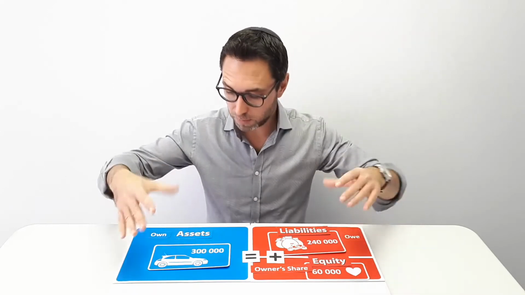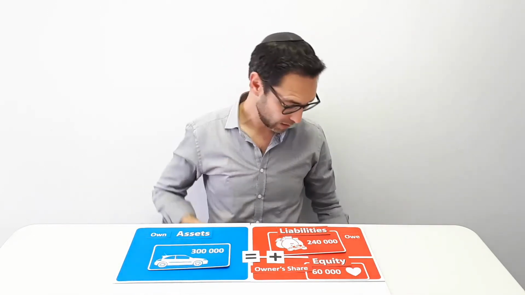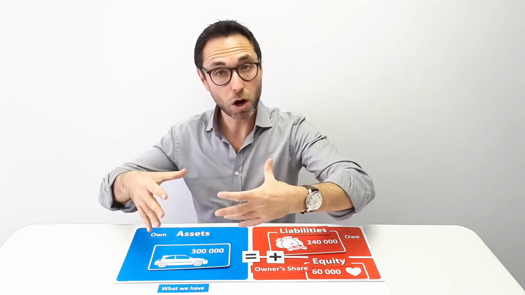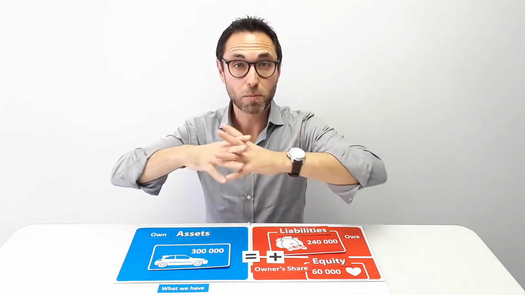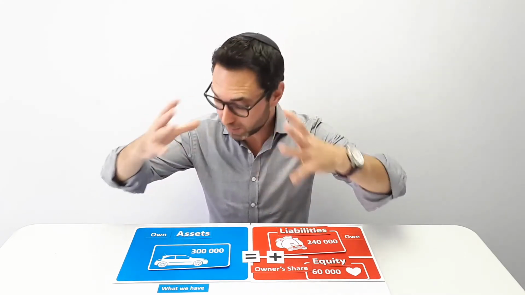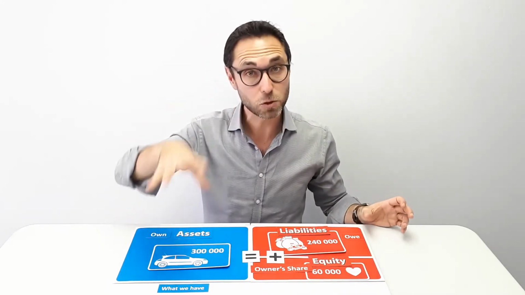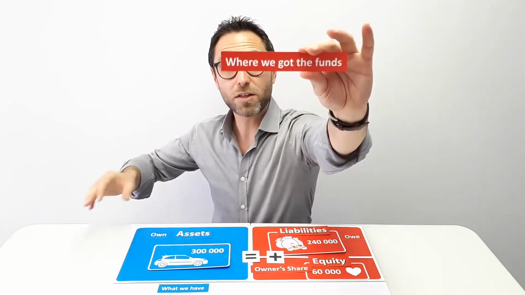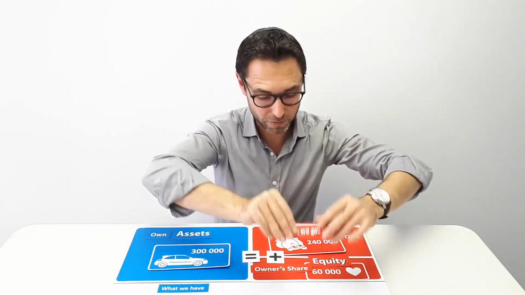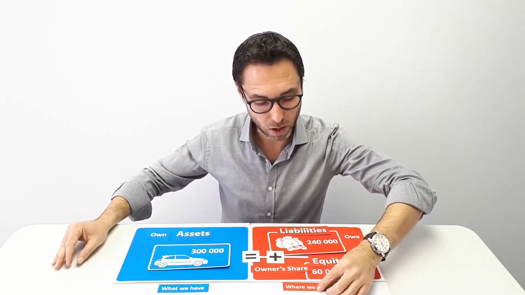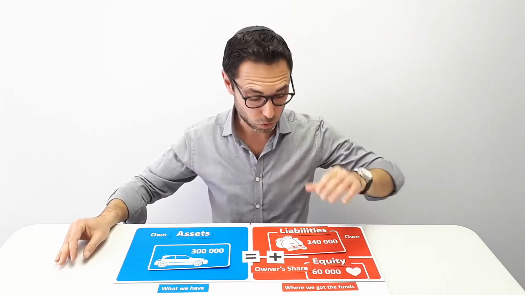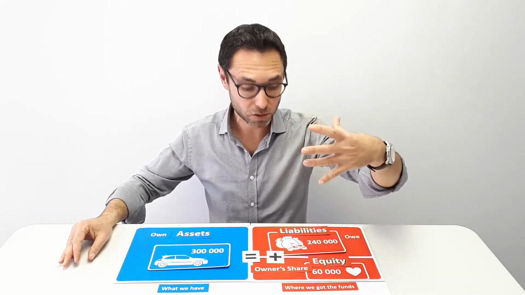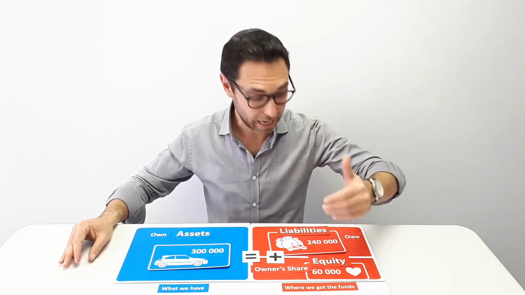And if we go one step deeper, we see that this blue side simply represents what we have. You might have a car, you might have a house, you might have a bank account, you might have a computer, you might have a cell phone. These are all the things that you have. This side represents where we got the funds to have what we have. And there are always going to be two sources: borrowings and owner's share, or in accounting terms, liabilities and equity.